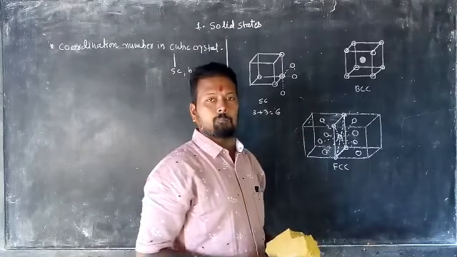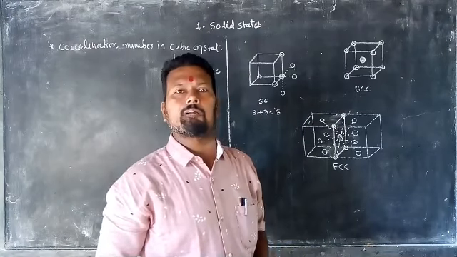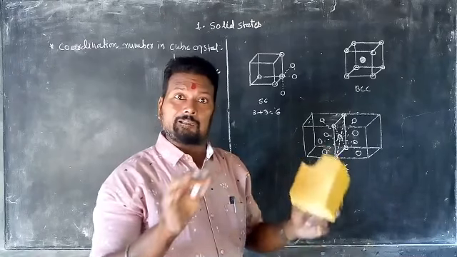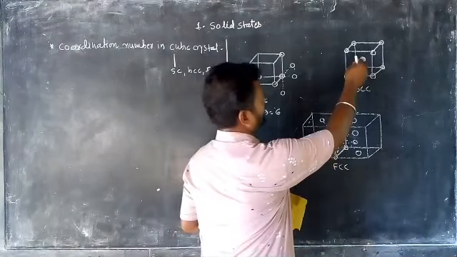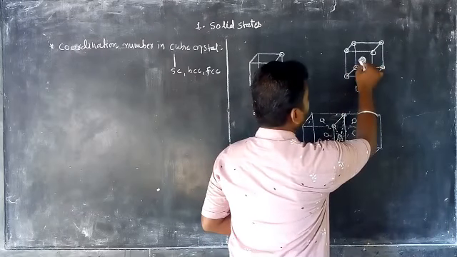In the body centered cube, what is the speciality of the body centered cube? There is one lattice point in the body of the unit cell and the others remain at the corners. So this is the consideration.